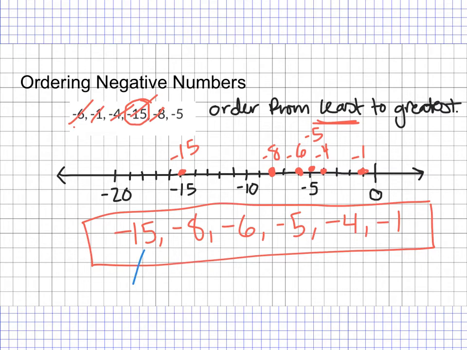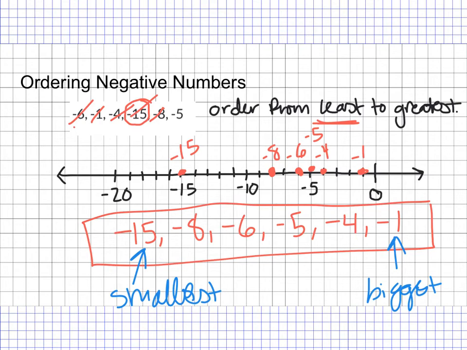Does it feel weird to you that negative 15 is the smallest of this set and that negative 1 is the biggest? It's okay if it does. It does a little bit to me too. Just accept it, own it, embrace it.